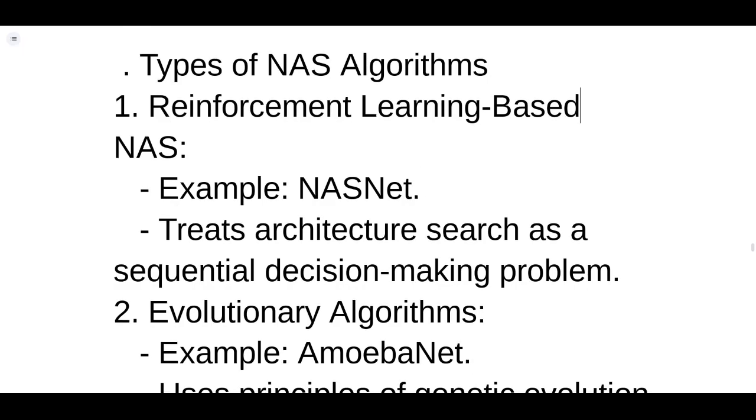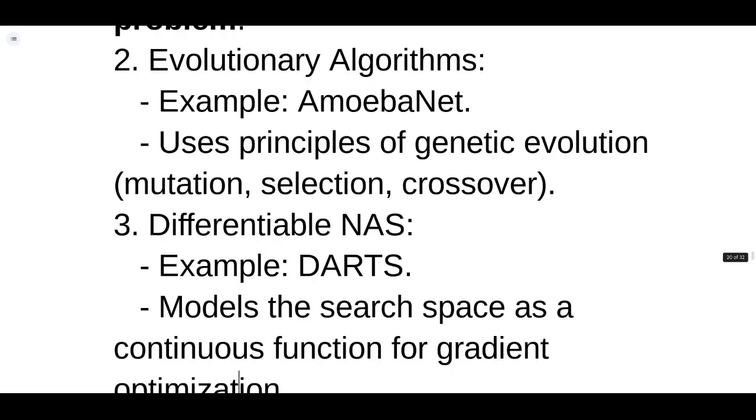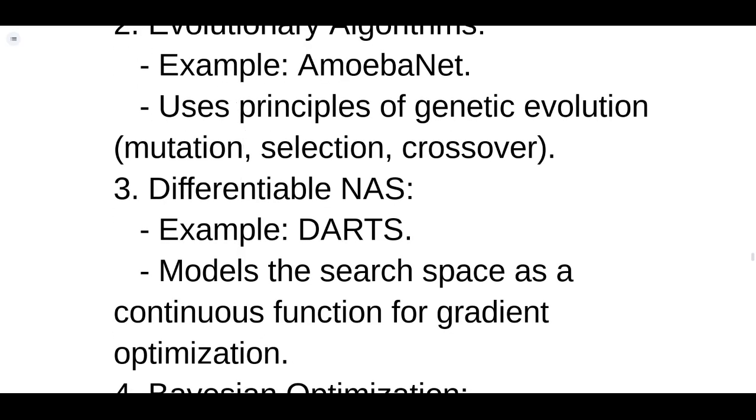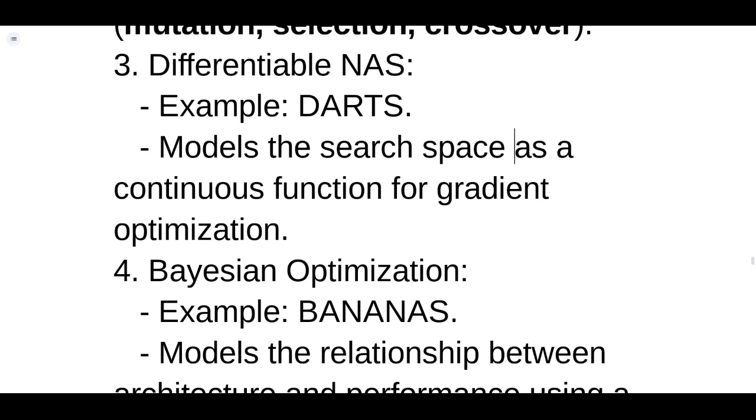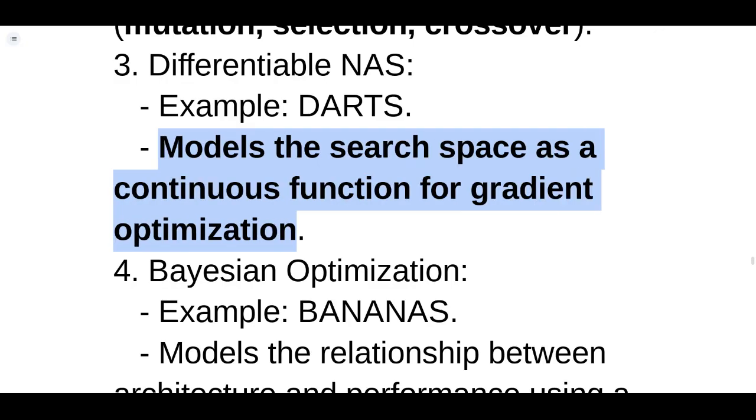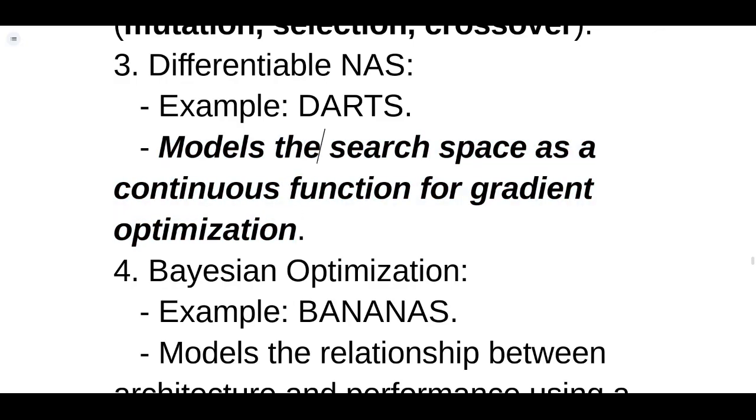Now, types of NAS algorithms. Reinforcement learning based NAS treats architecture search as a sequential decision making problem. Evolutionary algorithms use principles of genetic evolution: mutation, selection, crossover. Differentiable NAS models the search space as a continuous function for gradient optimization.